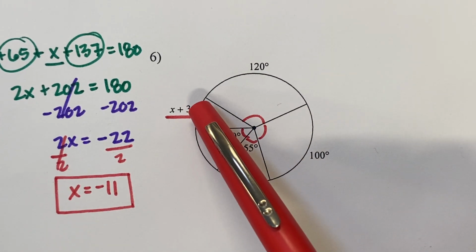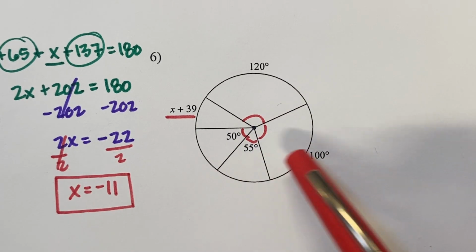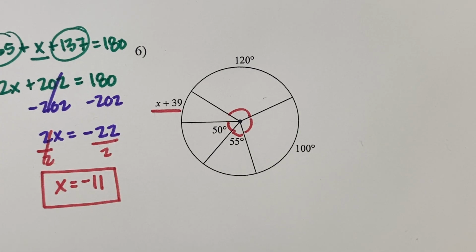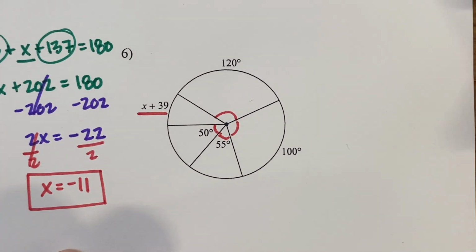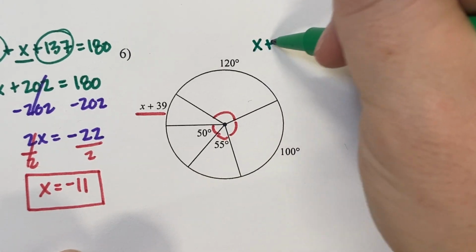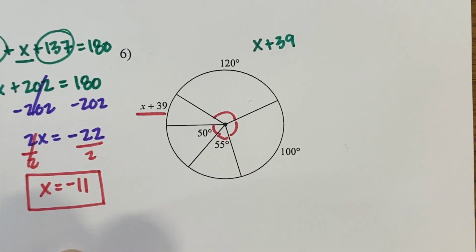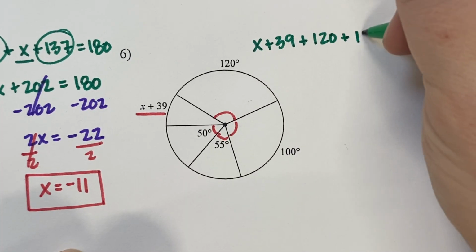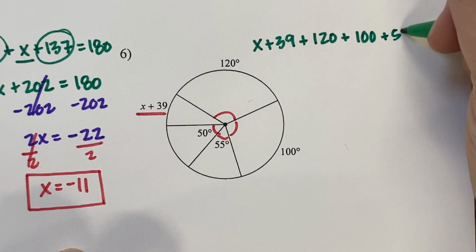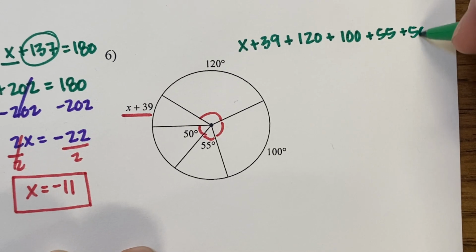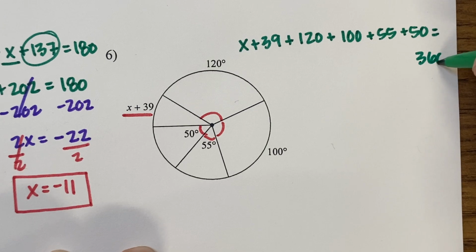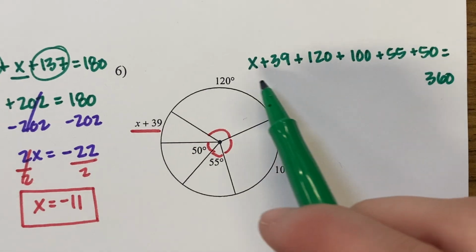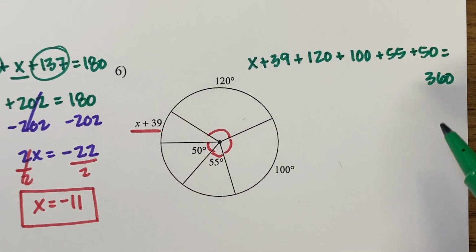So what we're going to do is take everything that it gave us and add it up to the entire circle, which is 360 degrees. Okay, so it's going to be a lot of stuff, and that's okay. x plus 39, our expression, plus 120, let's just go around the circle, plus 100, plus 55, plus 50, and it all equals 360. Ran out of room there, that's okay. Take everything and it all adds to 360 because it's the whole circle.